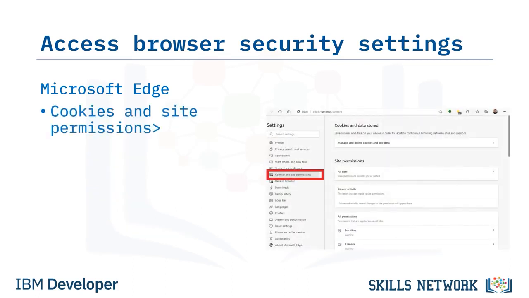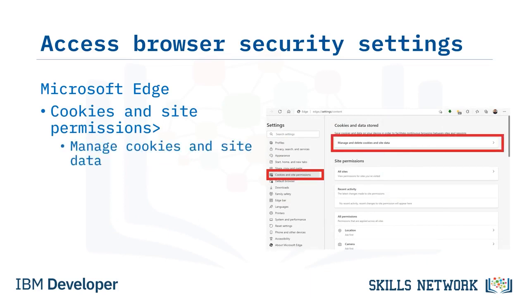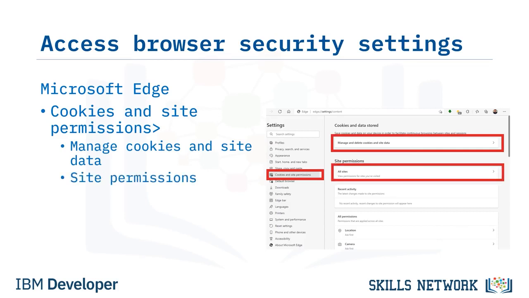In the left navigation menu, there is also a Cookies and Site Permissions option. Here you can manage and delete cookies and site data, as well as view and configure all your site permissions. You can also navigate directly to this settings page by browsing to edge://settings/content in the address bar.